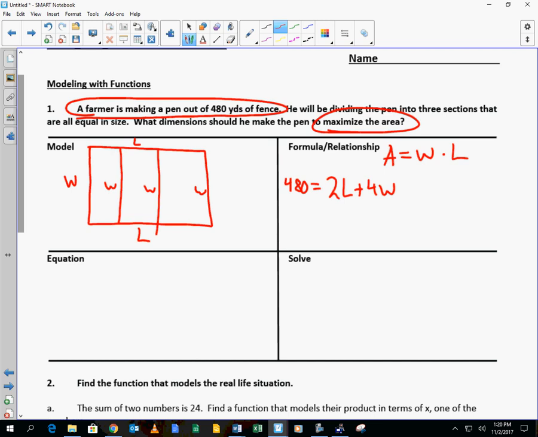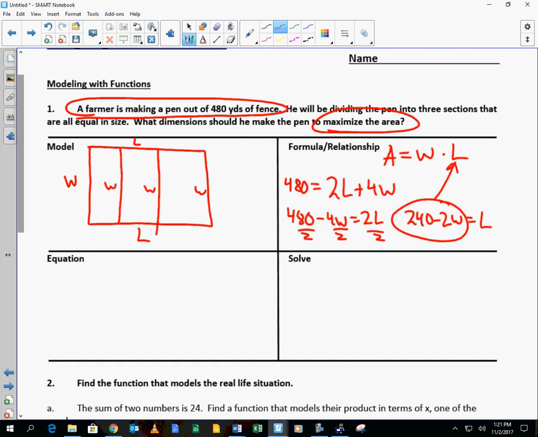So, I want to get rid of one of these variables, so I'm going to choose to solve for one. It's up to you. I think it's easiest to solve for L. So 480 minus 4W is equal to 2L. Divide through by 2. And I get 240 minus 2W is equal to L. I can then take this and do what with it?